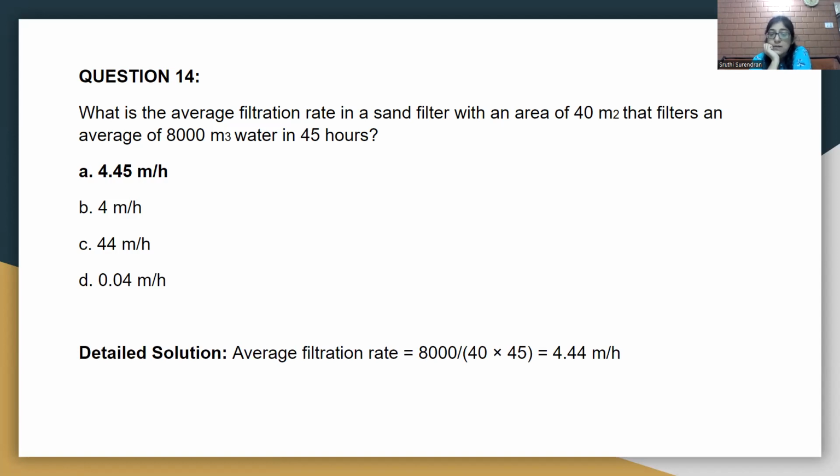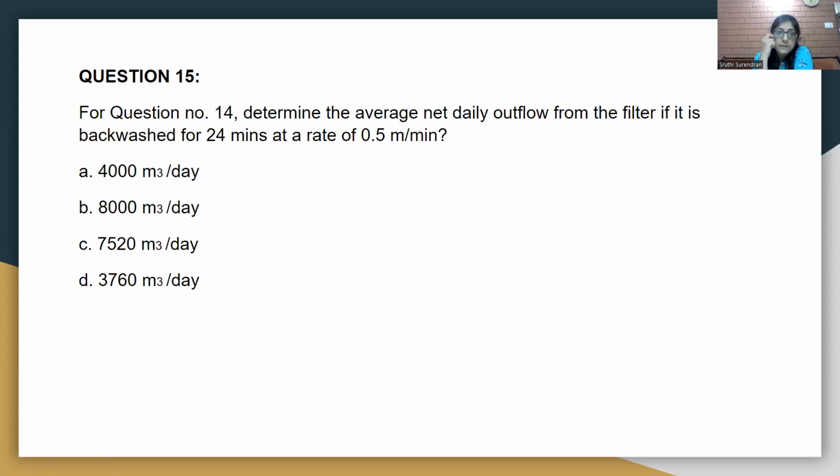Average filtration rate: we have been given the area, we have been given the volume of water that needs to be filtered, and the time that is required for this water to be filtered. So if you divide the volume by the area and by the time, we will get the average filtration rate. A simple mathematical question this is. By knowing the units itself, we can do this question. Moving on to question number 15.